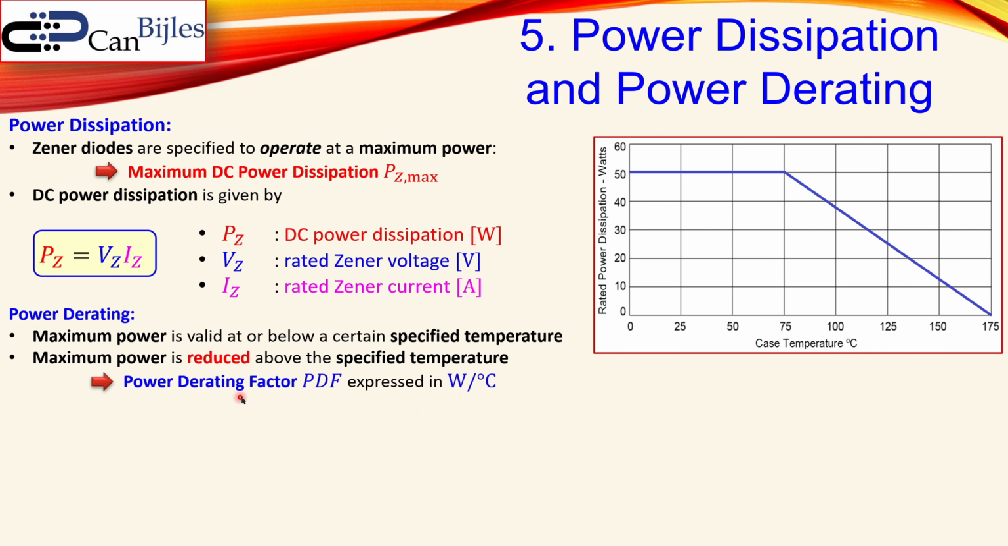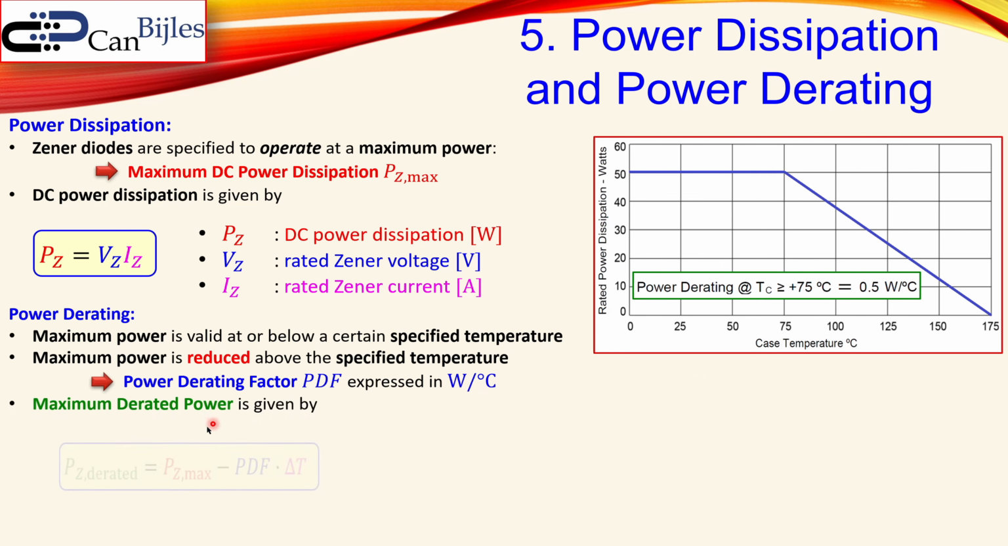For this case, the power derating factor, PDF, is expressed in watts per degree. If I look at the slope, I can calculate that. For temperatures larger than 75 degrees, there's 0.5 watts per degree. You can see this line has a slope of 0.5 watts per degree, because it goes from 50 watts all the way to 0 when you increase the temperature from 75 to 175. So it goes up by 100 degrees and goes down by 50 watts, or 50 watts over 100 degrees, which is 0.5 watts per degree. So that's correct. The maximum derated power is then given by this formula.